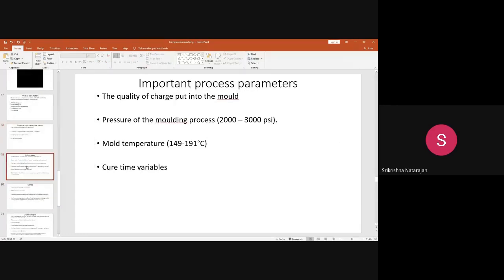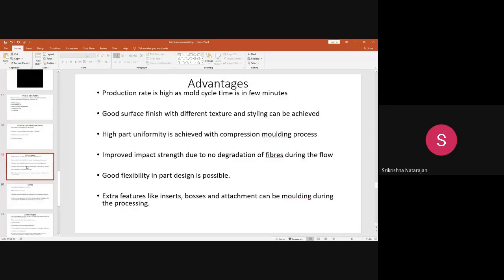And if you see, this process is highly advantageous. Why is it advantageous? Because the production rate is high, as the mold cycle time is a few minutes. It is just like a stamping, where the upper jaw will come and do a stamping, and then it will go up. And here another great advantage is the surface of the composite that you have manufactured will have a good surface finish with a different texture and styling. This can be achieved because the surface will be smoother. And here high part uniformity is achieved with the compression molding process.